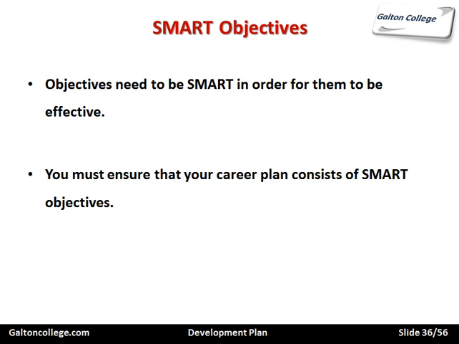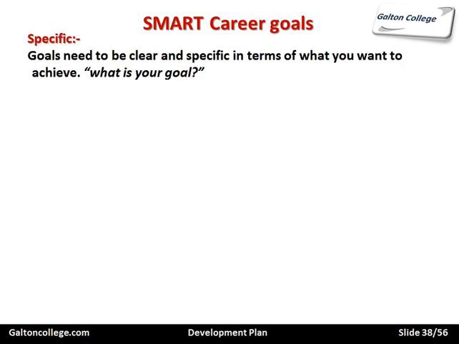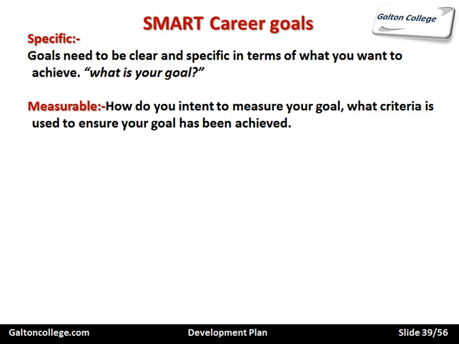You must ensure that your career plan consists of SMART objectives. Now, the career goals, the SMART career goals, are: be specific. This is the S from SMART. It's an acronym. So goals need to be clear and specific in terms of what you want to achieve. What is your goal? Be very specific. Don't be general, because if you're general, it's not going to work. You're just aiming at anything.